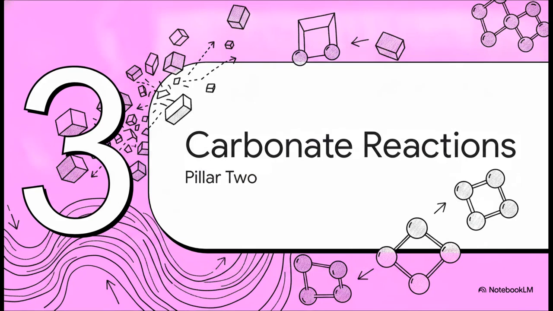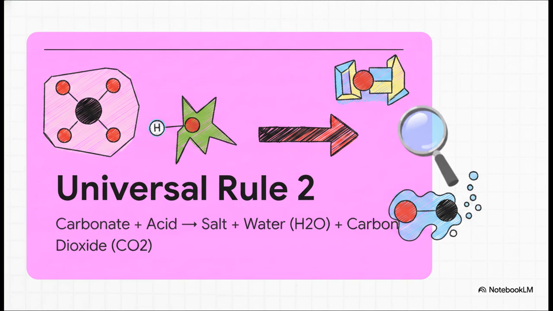Moving right into Section 3, Pillar 2, carbonate reactions. Let's see how this builds upon our foundation, replacing those raw elemental metals with much more complex carbonate molecules. Get ready? Here is cheat code number 2. Universal Rule 2. A carbonate or bicarbonate plus an acid yields a salt plus water plus carbon dioxide.